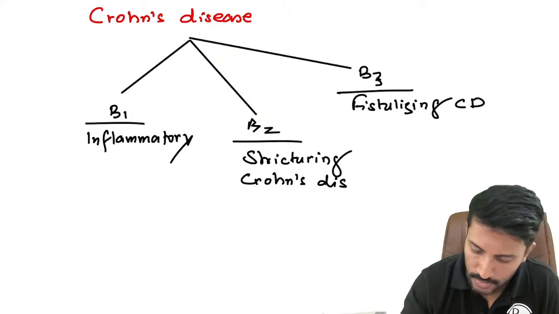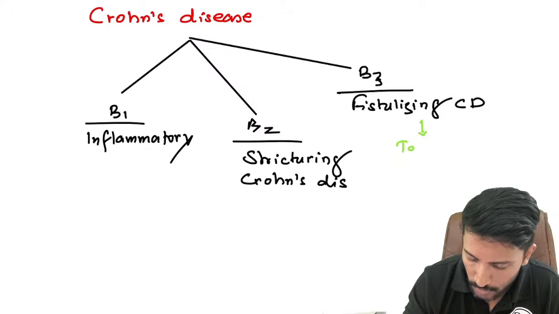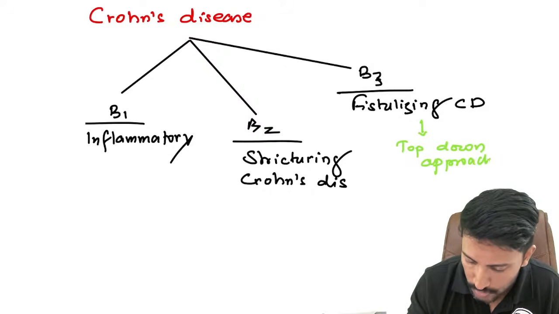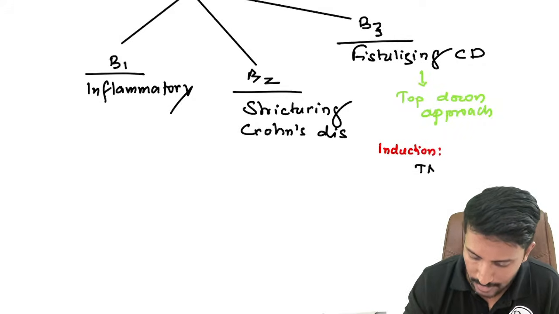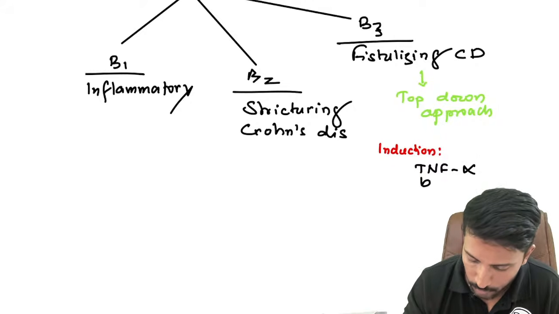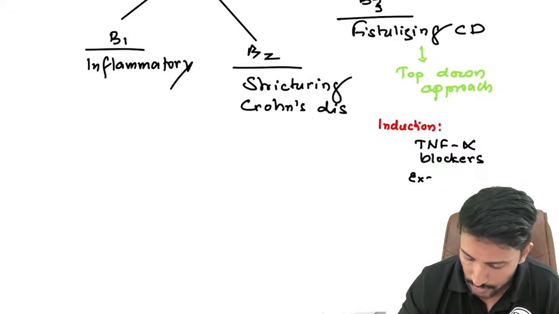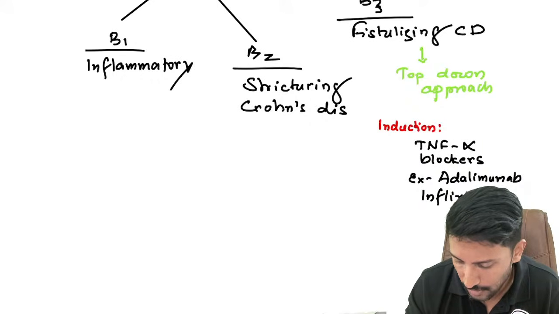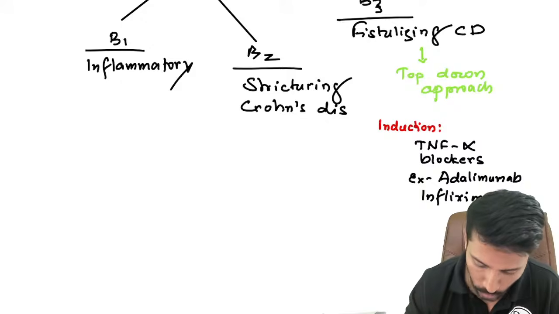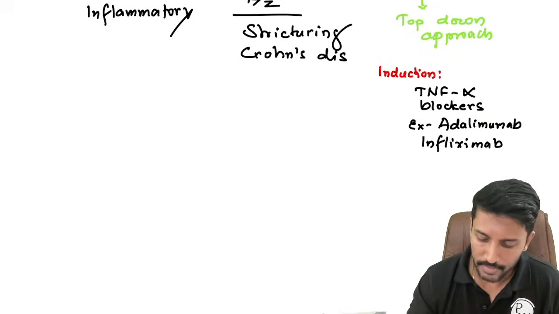Okay. So for fistulizing disease, the treatment of choice will be what we call the top-down approach. Now, what do we do in top-down approach? We will have induction with TNF alpha blockers. Can anybody give me examples for TNF alpha blockers? We can have drugs like adalimumab, infliximab, these are all TNF alpha blockers, right? Or golimumab, certolizumab pegol, we can use.